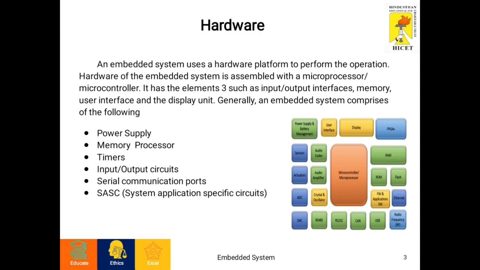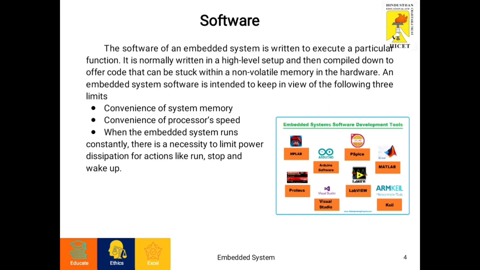An embedded system uses a hardware platform to perform the operation. Generally, an embedded system comprises the following: power supply, memory, processor, timers, input-output circuits, serial communication ports, and SAC, System Application Specific Circuit.